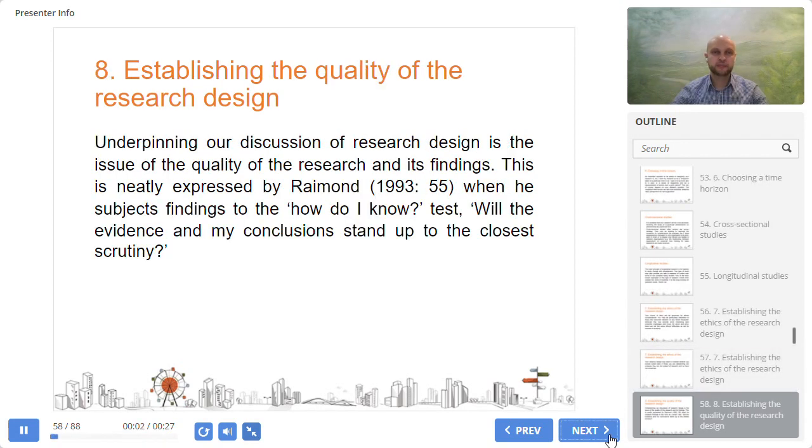Section number 8, establishing the quality of the research design. Underpinning our discussion of research design is the issue of the quality of the research and its findings. This is expressed by Raymond in his article, where he subjects findings to the "How do I know?" test. Will the evidence and my conclusions stand up to the closest scrutiny?